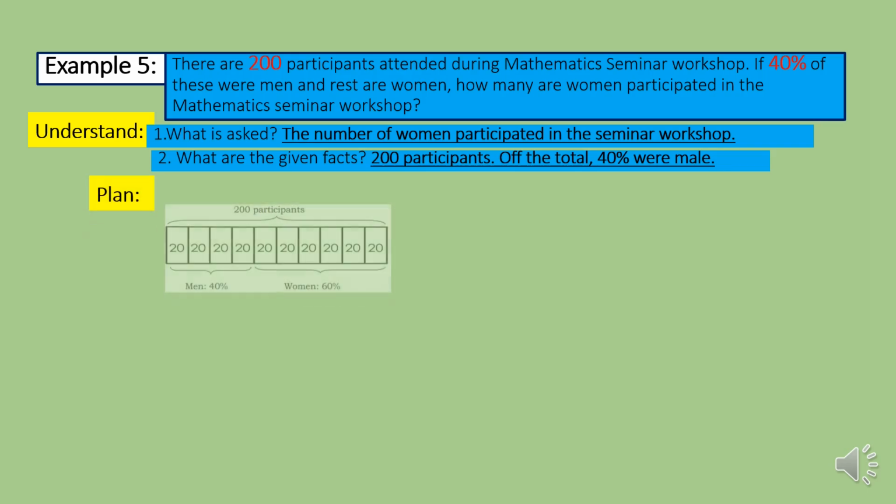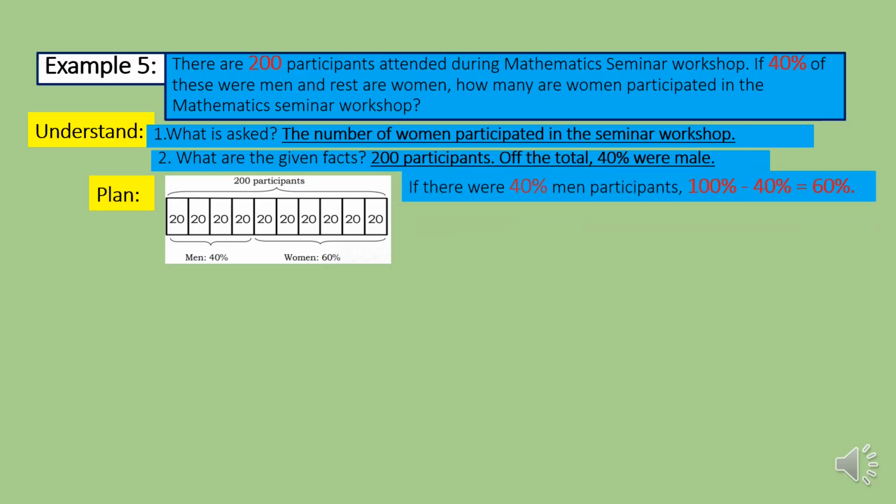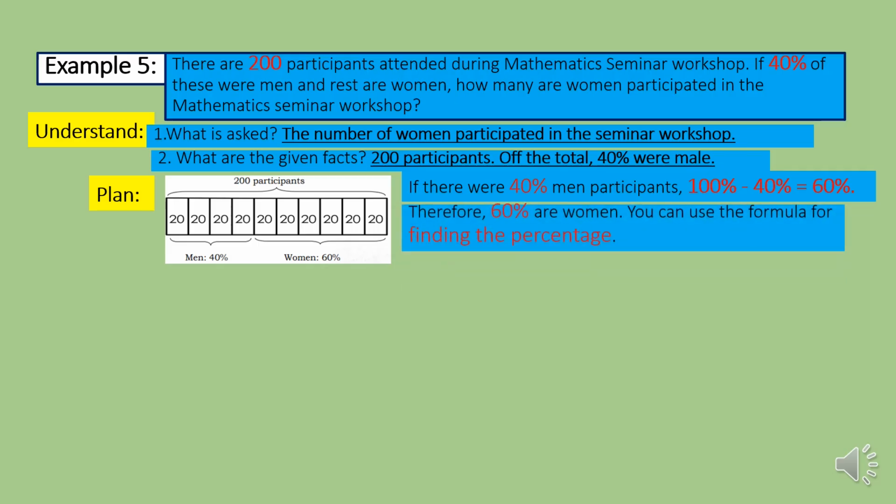Para sa plano, kung titingnan natin ang illustration, 200 participants, pinakikita. Then, men, there are 40% and women are 60%. If there were 40% men participants, therefore, 100% minus 40% equals 60%. So, therefore, 60% are women. You can use the formula for finding the percentage. And the formula is percentage equals rate times base.